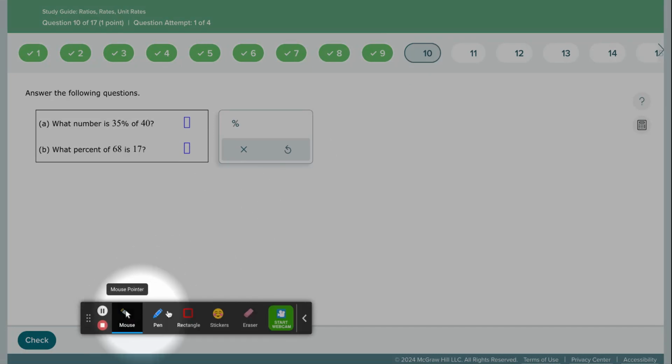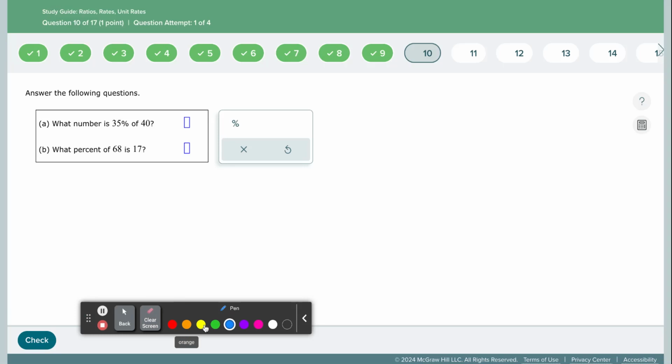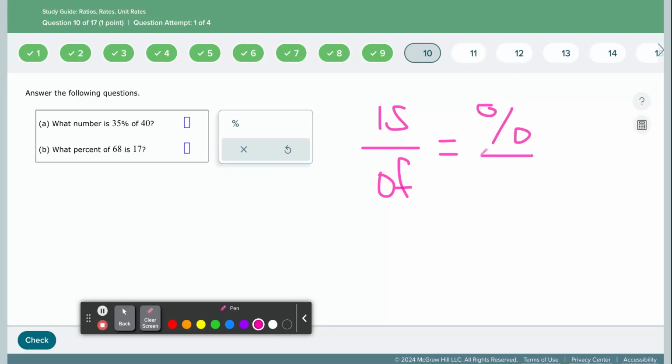Is over of questions. You do have 4 of these on your test, and they're in all different formats. Okay, so again, we have is over of equals percent over 100, right? Or percent out of 100. The only things that you are trying to fill in are your percent sign, your is, and your of, right? 100 always stays there.